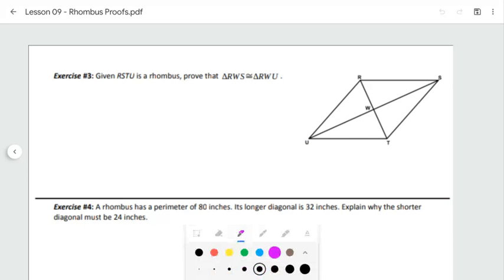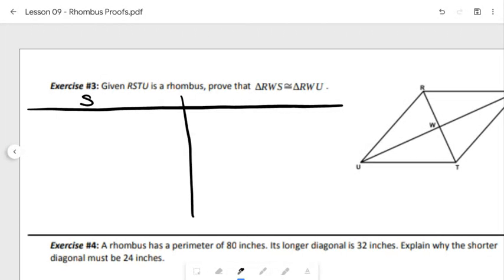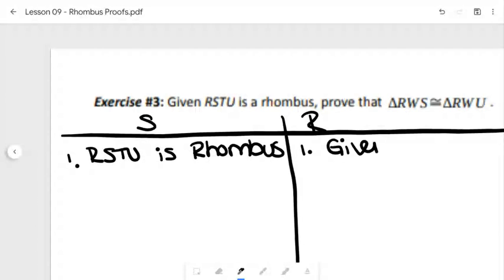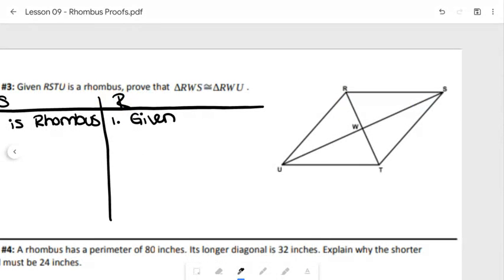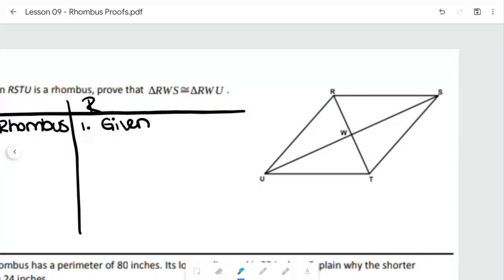Now, when we do the formal statement reason proofs, the only thing we know to start here is that RSTU is a rhombus. Okay, that's the only piece of given information I have. And then let's look at the two that I want to prove. So I know I have RSU.